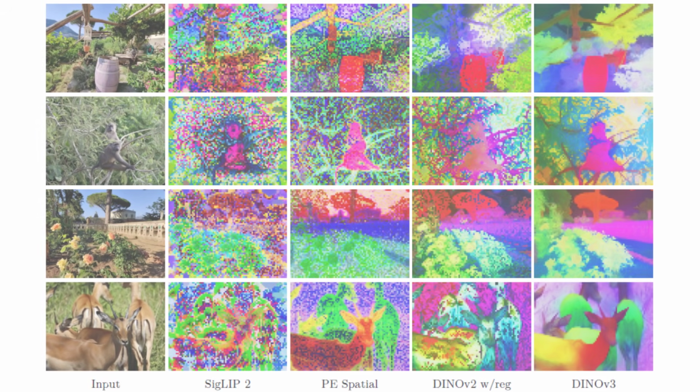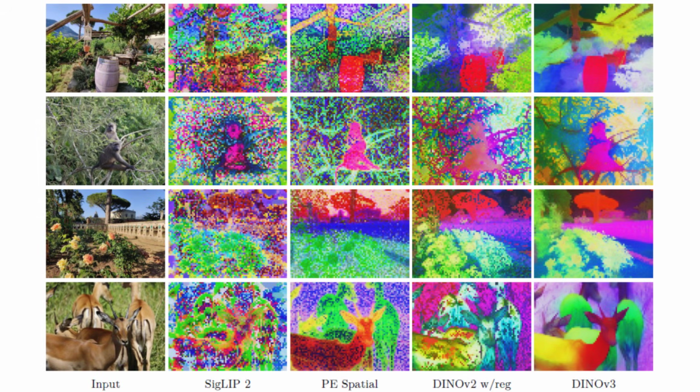To wrap up, let's look at one more visualization from the paper. Here we compare dense features of DINOv3, shown on the right, against other top computer vision models. These images are visualized using PCA on the features and mapping to RGB. The DINOv3 features stand out as beautiful and clean, far better than the others.